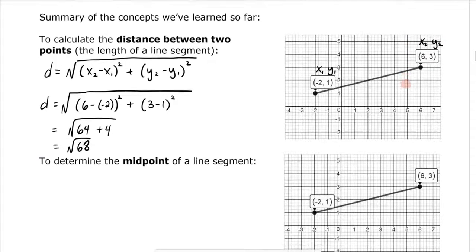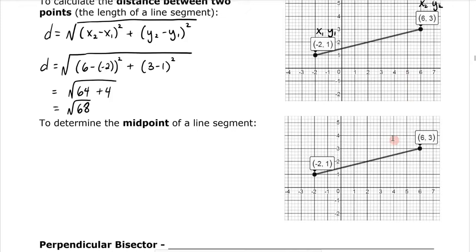Then we also learned the midpoint of a line segment. So the midpoint of a line segment would be a point that's halfway between both points, and we had a formula for that as well. It's just the average of the x values and the y values as an ordered pair. And so here's this formula that we can use to find the midpoint.